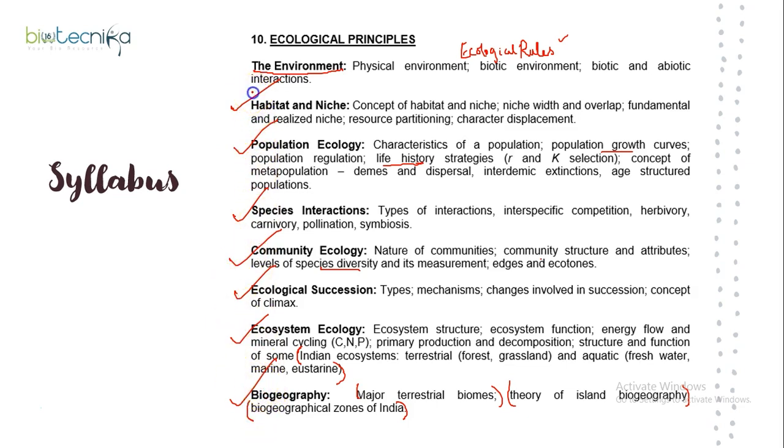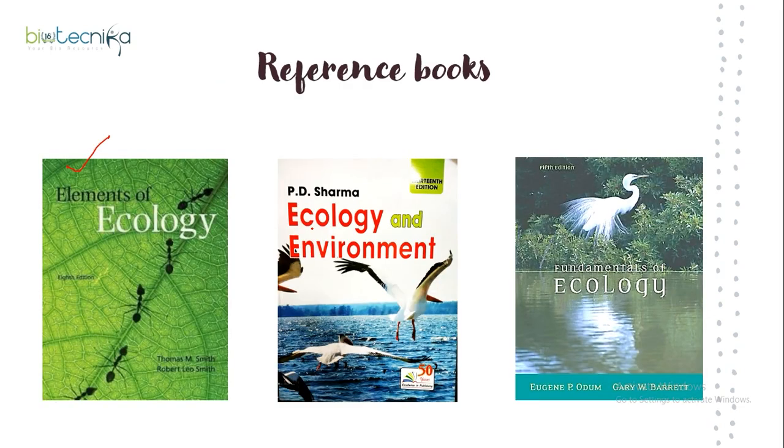Now regarding habitat and niche, this is one portion that you will not get as a chapter in any of the reference books. However, you have a mention of it and some explanation of it when you are studying species interaction and community ecology sections. So if you want a consolidated chapter on habitat and niche, then you have to refer to the presentations that we teach, or you have to refer to the Biotechnica book where there is a separate chapter for habitat and niche.